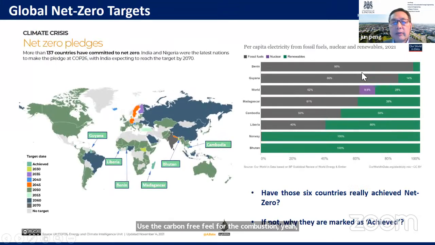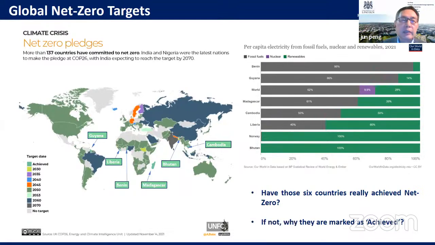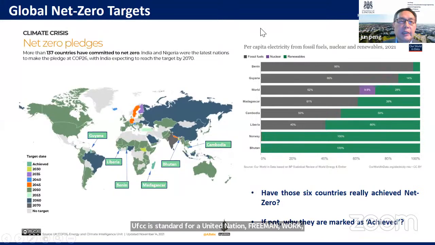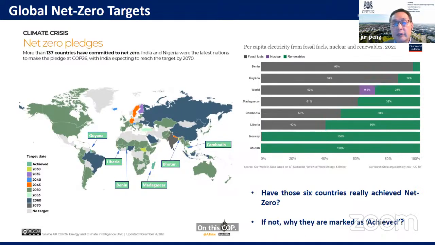On this slide, on the left-hand side is UNFCCC's COP26. UNFCCC stands for United Nations Framework Convention on Climate Change, and COP26 is the 26th Conference of the Parties. It took place in November and December 2021 in Glasgow, UK. At this COP26, 137 countries communicated their net zero strategy.